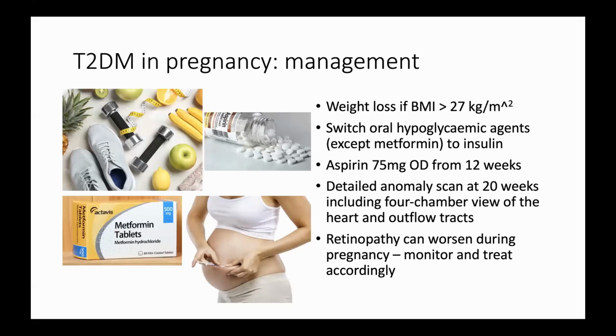Because diabetes in pregnancy is associated with an increased risk of fetal anomalies, you do a detailed scan at 20 weeks. Typically, you don't do a scan at 20 weeks for healthy pregnancies. You just have your booking scan. But for diabetic women, you should have an anomaly scan at 20 weeks as well. And you monitor for things like retinopathy, which can worsen during pregnancy.